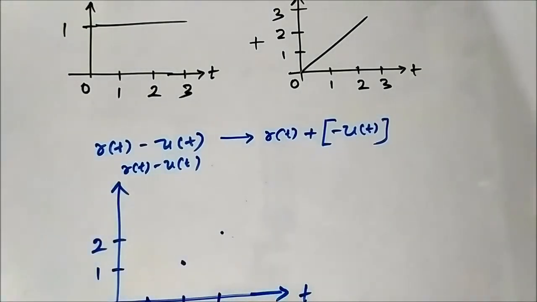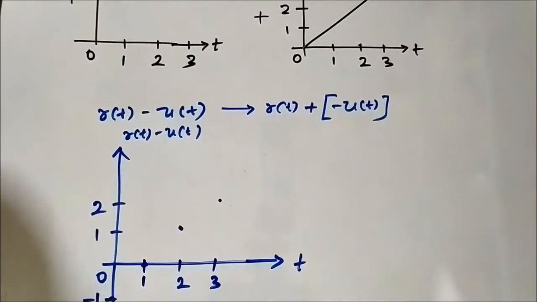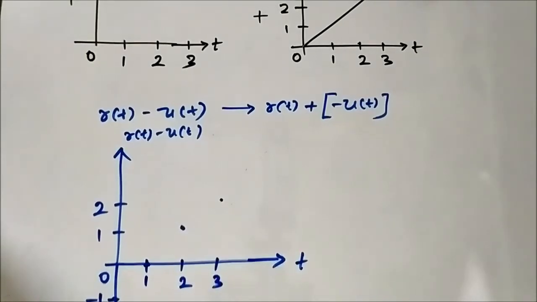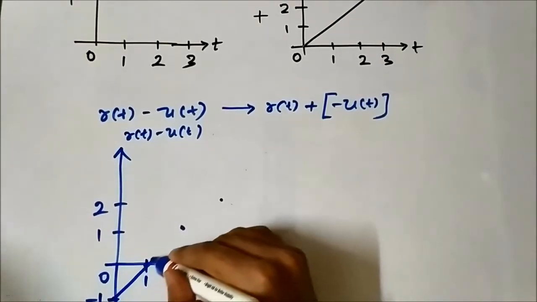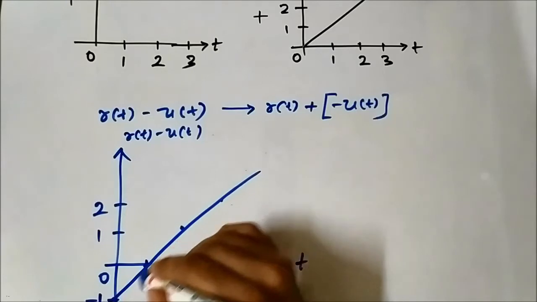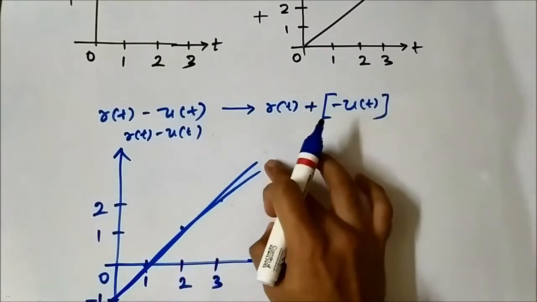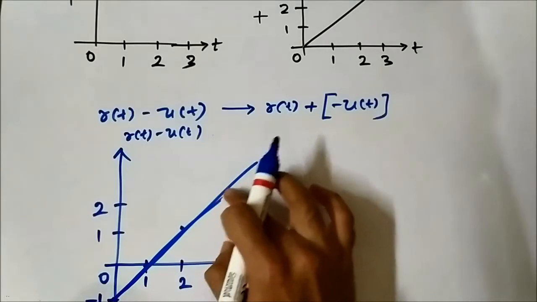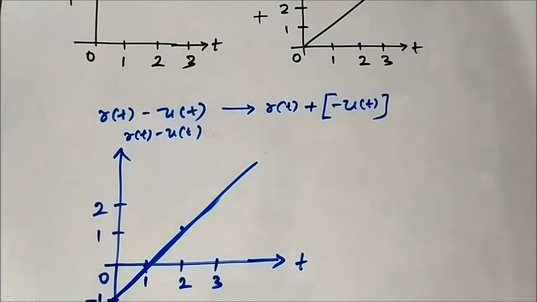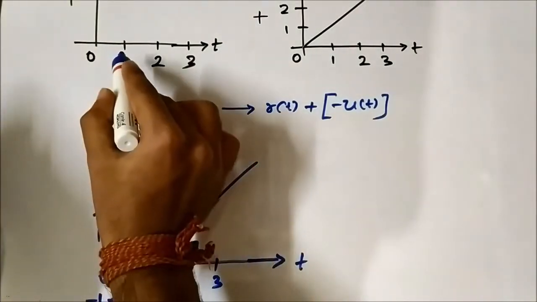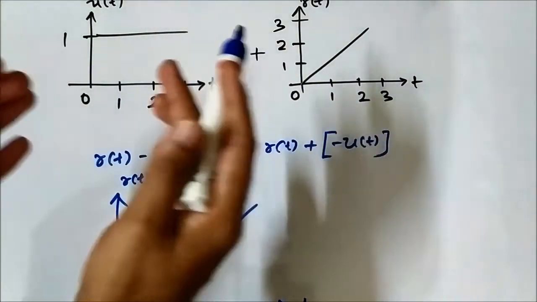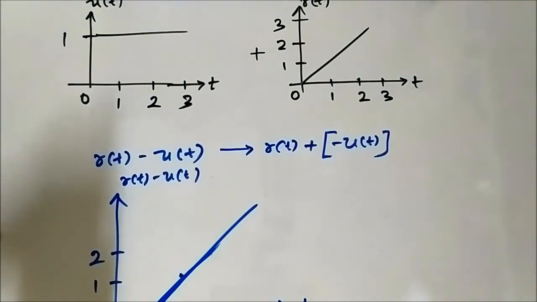So the signal looks something like this. If we join these points, this is the signal. It is a little bit curvy, but it is a straight line. You just have to join the points. Okay, this is the signal, RT minus UT. We just have to consider the amplitude of these two individual signals at the time instants 0, 1, 2, 3 and add them. Simply add them.